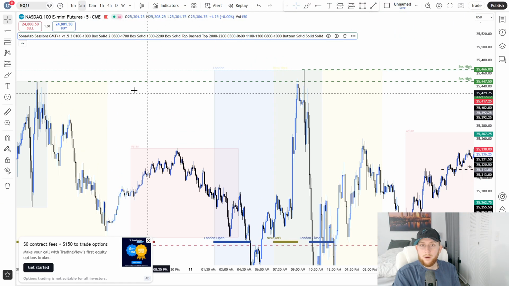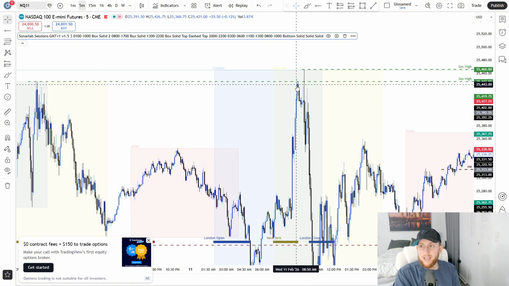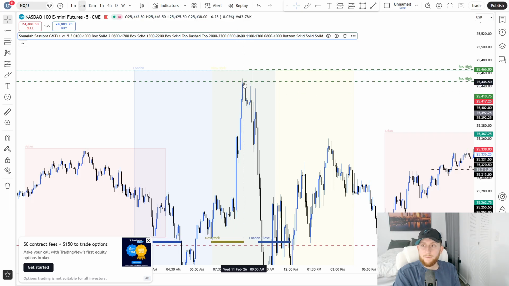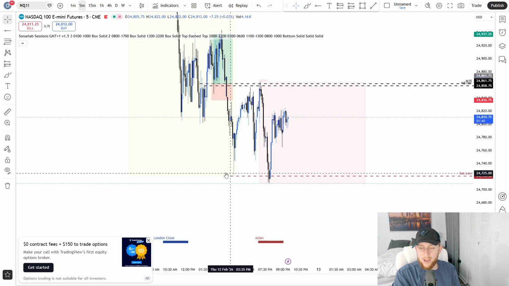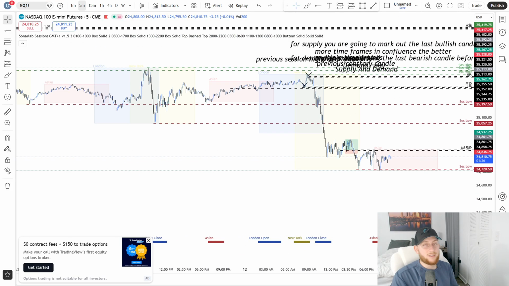Let's follow it over. Would you look at this? This session high right here got tapped into, and look how clean of a rejection we got off that previous session high. And then we have this session low that we had a great bounce off of. So these session lows, like I mentioned earlier, are a great visual for you to just get that extra confirmation and see that, okay, we're breaking past these session lows.